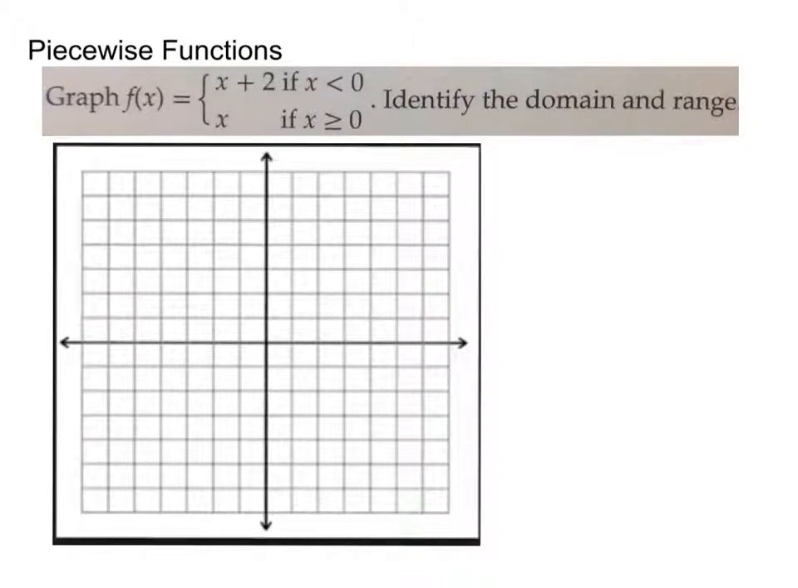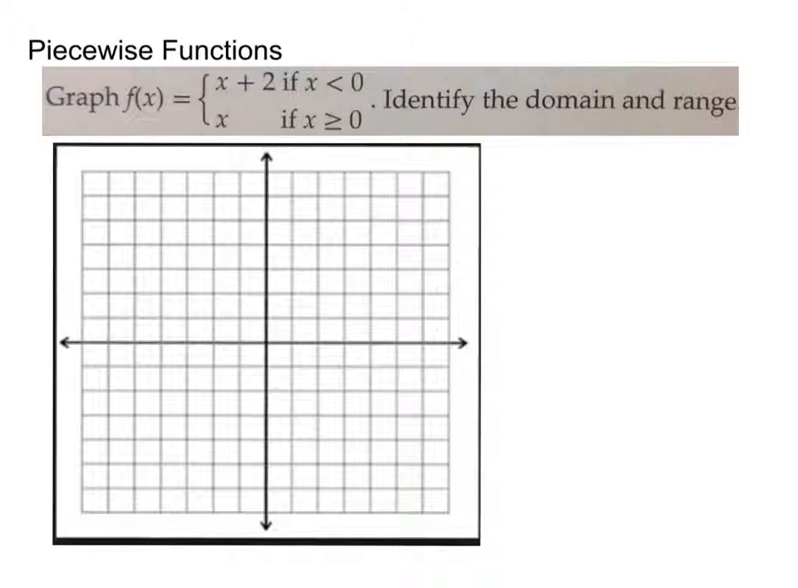So if you look at this, this says the graph of f of x equals x plus 2 if x is less than 0. So that means anywhere to the left of 0. So for the domain from negative infinity up to 0, we're going to graph the line x plus 2. But then underneath it, it says the graph is x if x is greater than or equal to 0. So for the domain 0 up to infinity, we're just going to graph the line x.